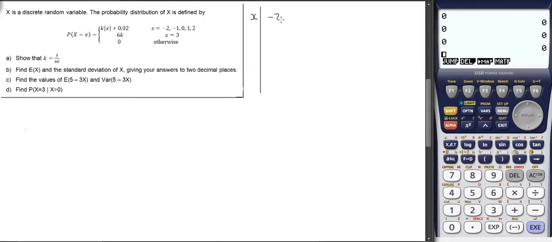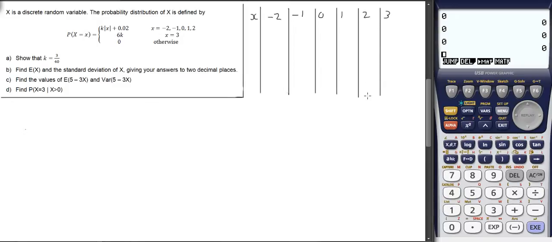-2 to 3. Let's just put some lines in here. Just draw up a little table. And we've got some probabilities, and we're asked to show that k equals 3/40.